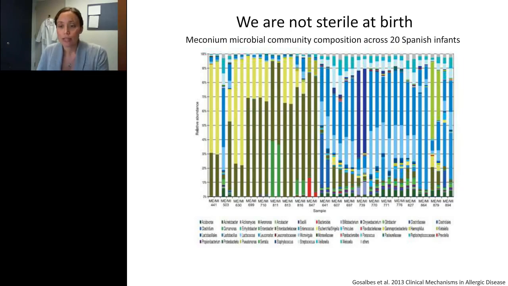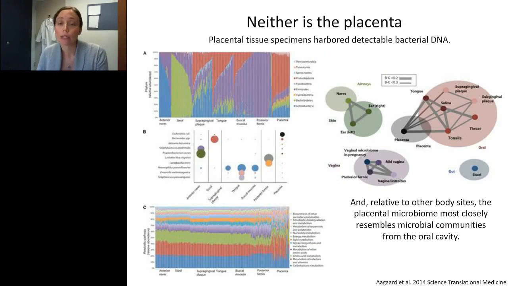What I'm showing you is microbial community characterization from meconium published in 2013, where each one of these pairs of bars represents a single infant sampled at different points in the meconium, either an internal sample or an external sample. And what we see is that regardless of sampling point, there are detectable microbes, and there are a variety of microbial configurations, even from the first day of life. So we know that we're not sterile at birth.